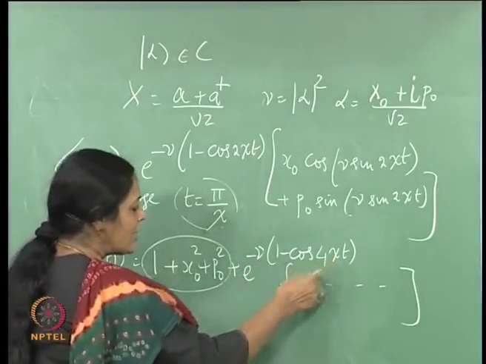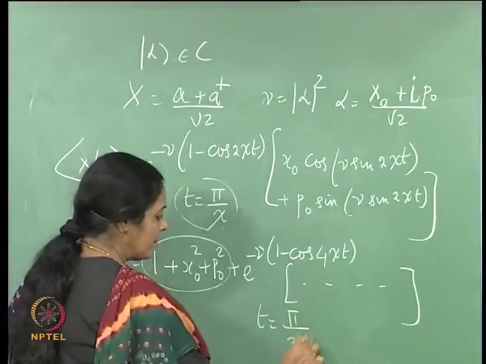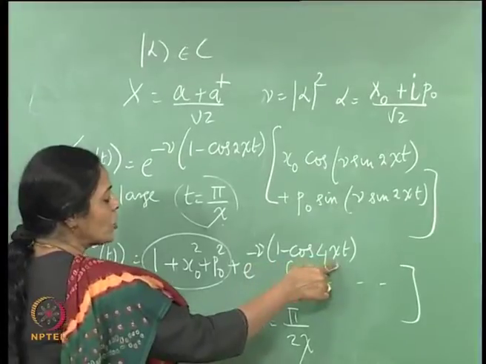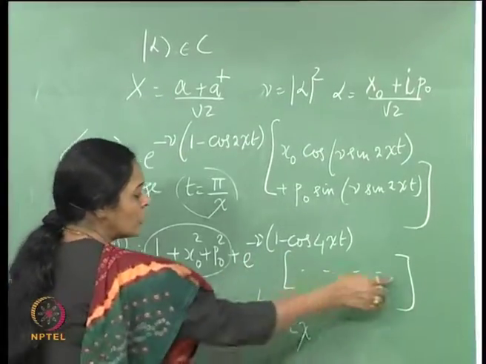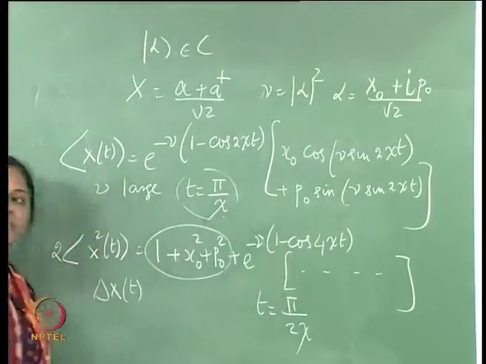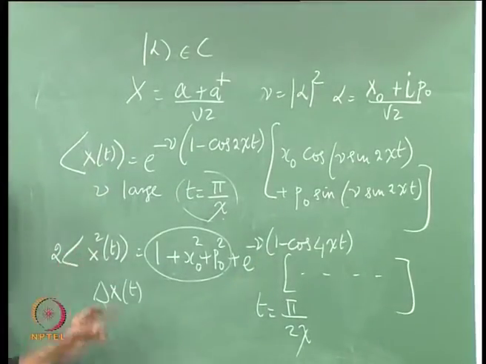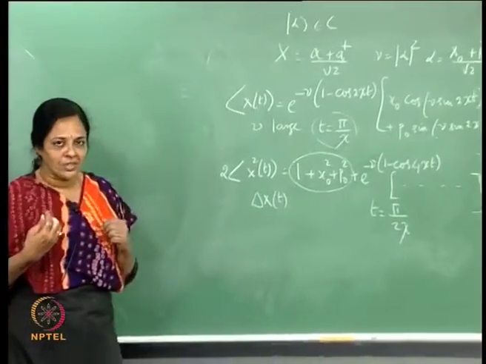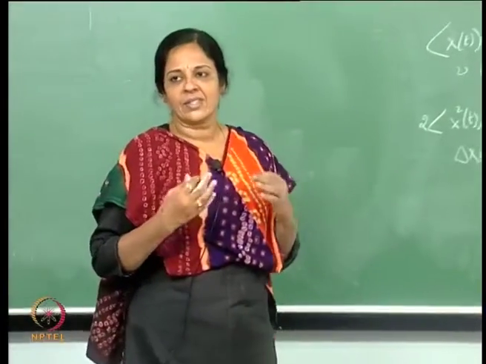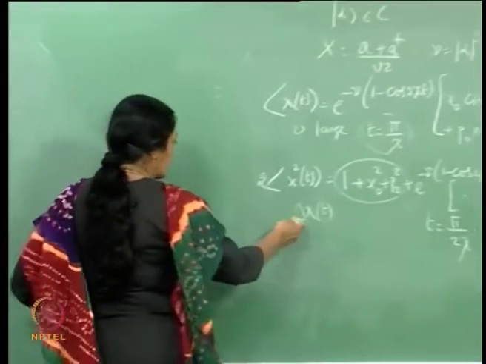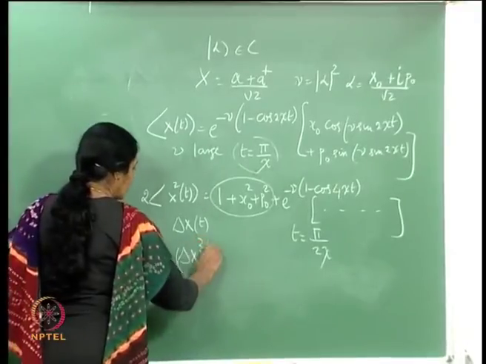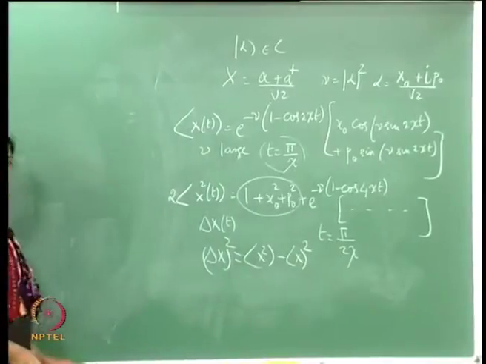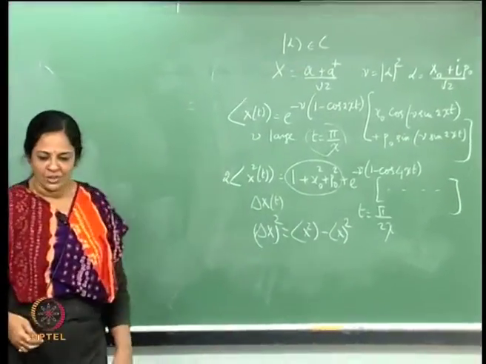But then when t is pi by 2 chi, you find that once more this quantity disappears, and therefore there is contribution from here, and there is a sudden jump in a plot of expectation x squared of t versus t, similarly expectation p squared of t versus t, or even delta x versus delta p, because delta x the whole squared, as you will recall, is expectation x squared minus expectation x the whole squared. And that is what I will show in animation now.